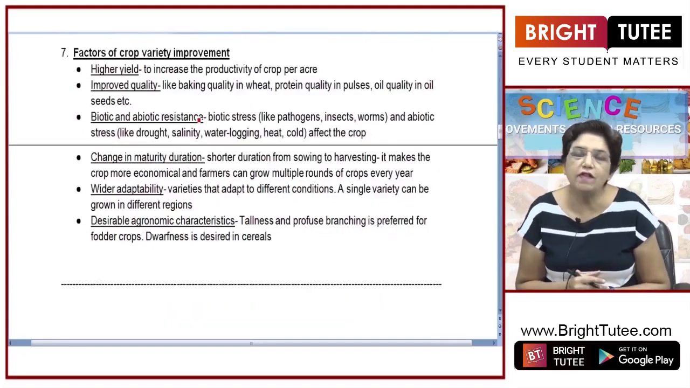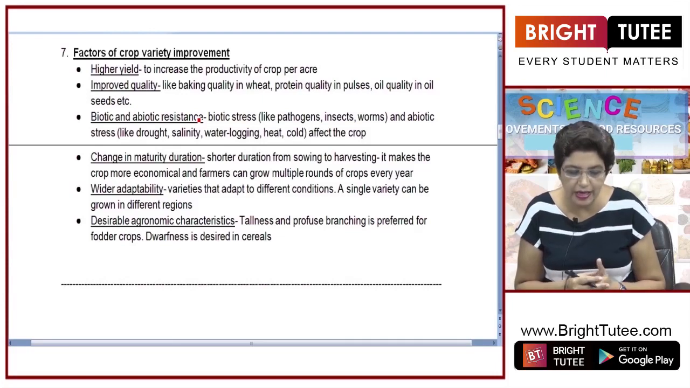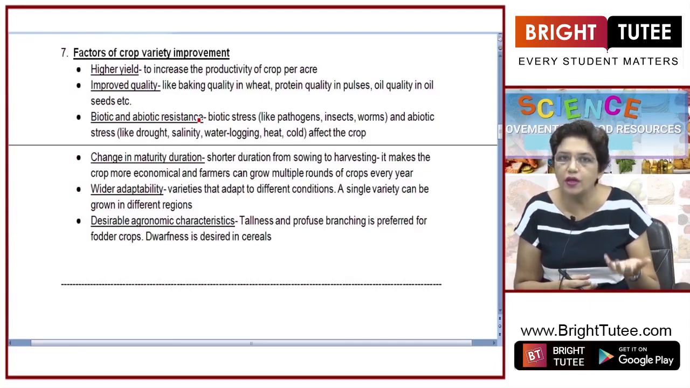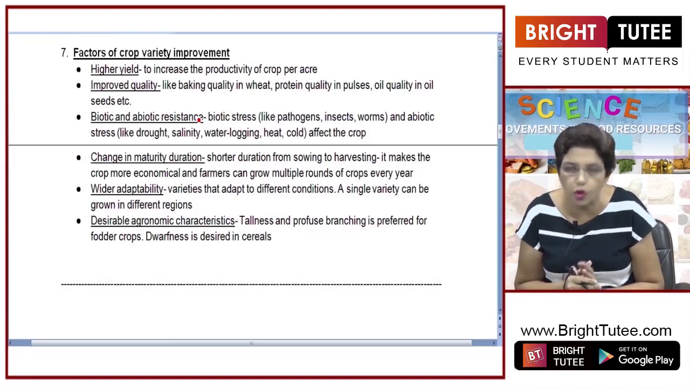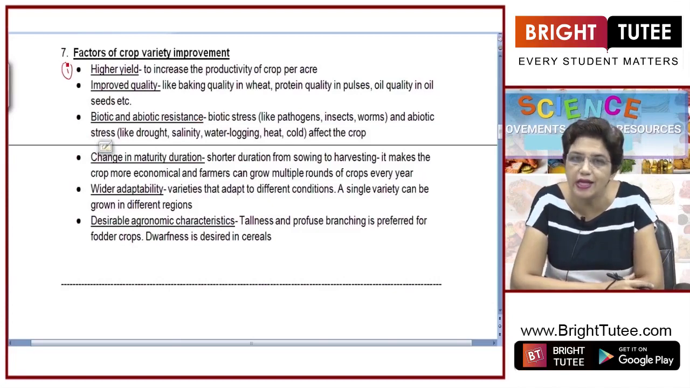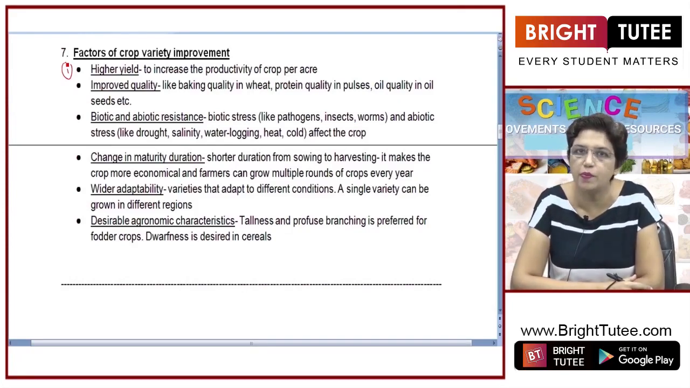Now, while developing a better variety, what factors are considered by the scientists? What do they look for while improving the crop variety? This also varies from plant to plant, from crop to crop. First and the most important factor will be higher yield. As I told you, from the given piece of land, we want more yield, better quantity. This is about the quantity of crops which we harvest, after each harvesting, what quantity do we produce.